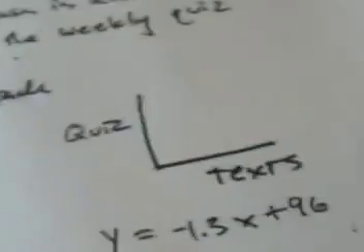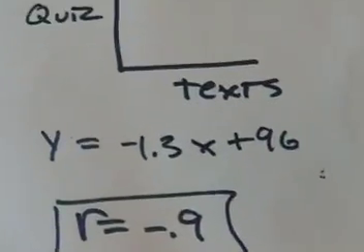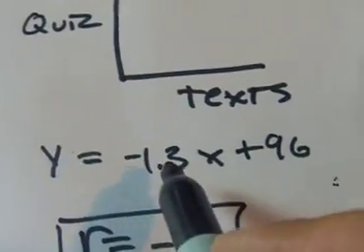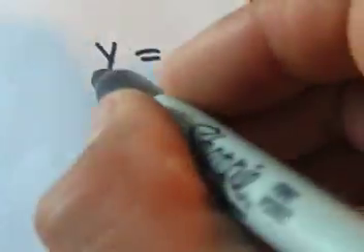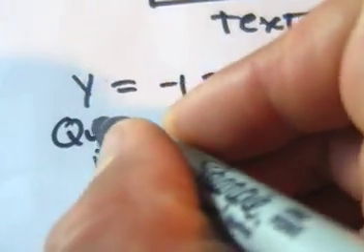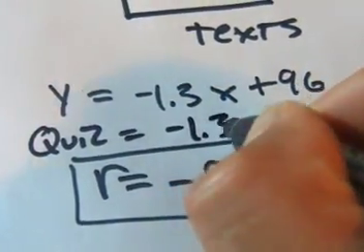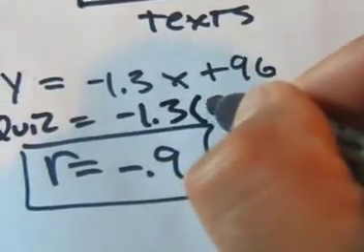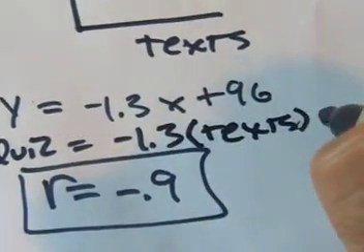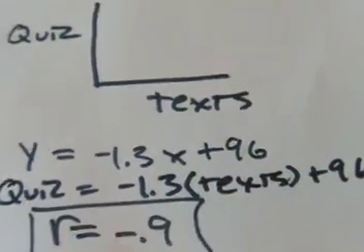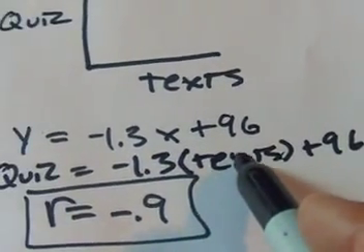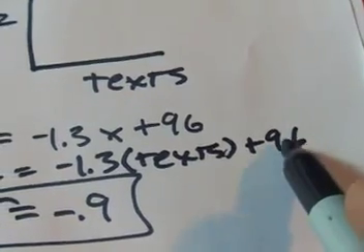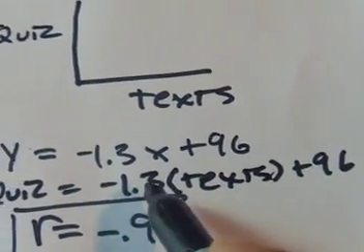The equation, I wrote it right here, is telling you, just real quickly, that y equals negative 1.3x plus 96. Well, y is simply the quiz grade. So what it's saying is that your quiz grade equals negative 1.3 times texts plus 96. So what that means is if you had 0 texts, and I plugged it in, you'd end up with a 96. But for every text message, you go down 1.3 points.